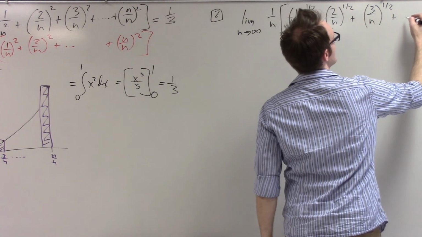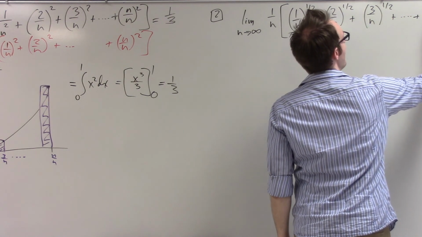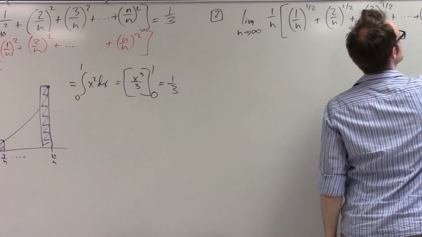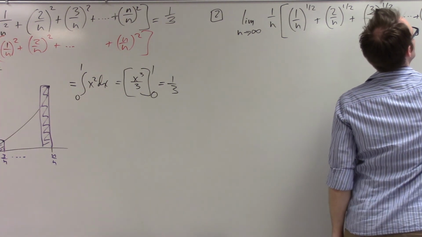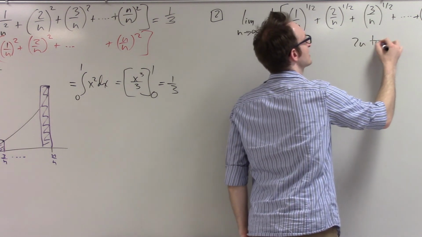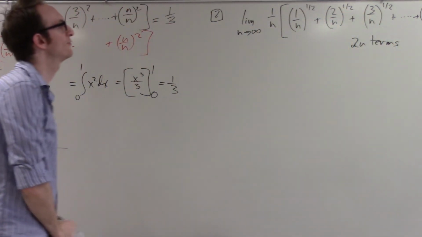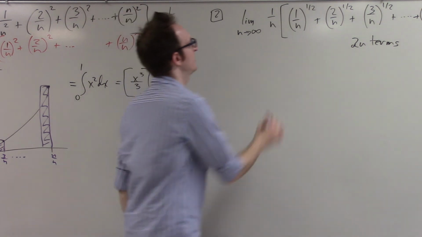I could have written this maybe as like plus dot dot dot, n over n to the 1/2, but then we keep on going until we get to 2n over n to the 1/2. Yeah, so there are 2n terms, so that's a little bit weird, but that's okay, right? Whatever, n, 2n, n's going to infinity anyway. But then what appears to be the function?